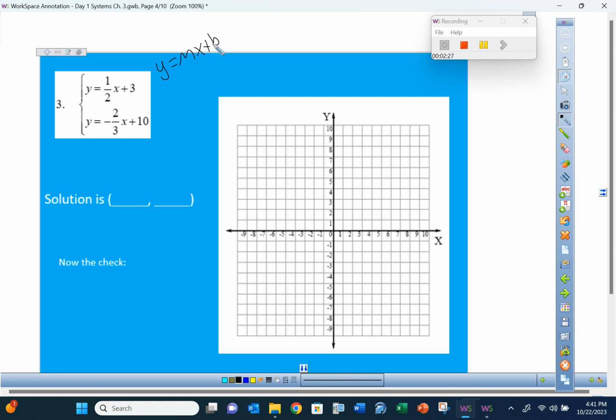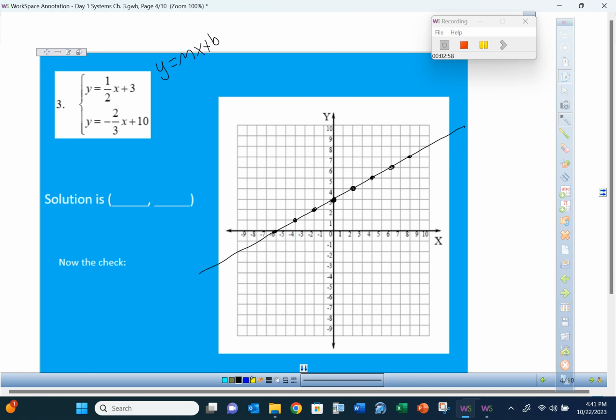So it looks like this. I'm going to start here at 3, put a dot. I'm going to go up 1 and over 2, up 1 and over 2, up 1 and over 2, up 1 and over 2. And just to make sure, I'm also going to go down 1, left 2. Because remember, guys, 2 negatives make a positive. So draw that line.